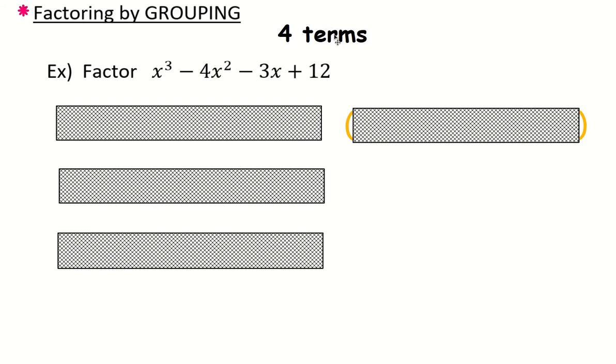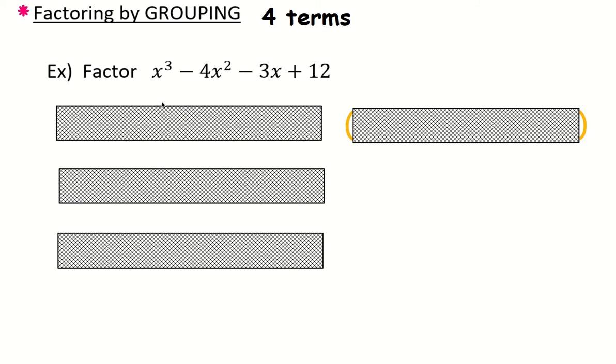Okay? 4 terms, and there's no GCF. Dead giveaway. So here's what you do. You group the first 2 terms together and the second 2. So you kind of think of these 2 terms being in their own little group, and then these 2 terms being in their own little group, okay? You split it up into 2 groupings.